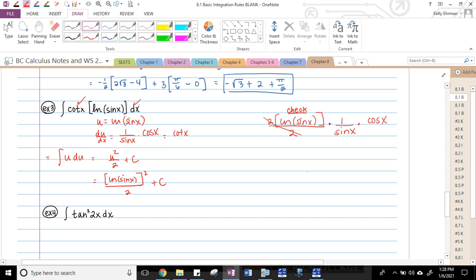Okay, so the 2's cancel out. Natural log of sine x times cotangent x. That is what the original problem was. So yeah, your answer checks out.